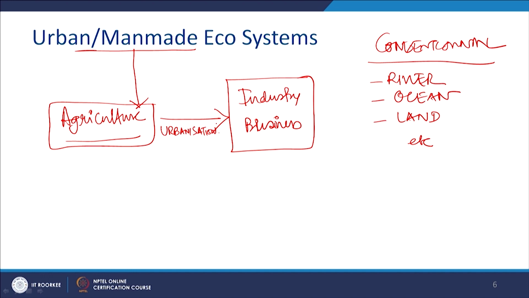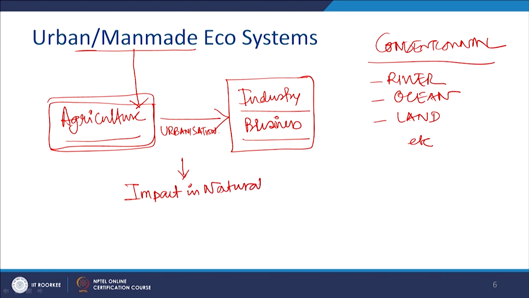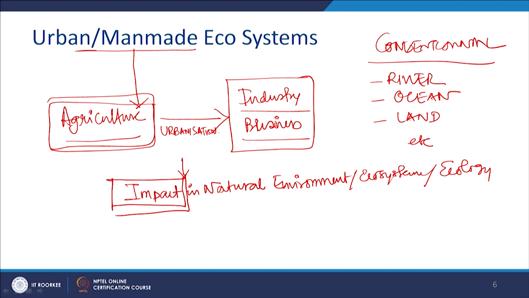The moment we disturb agriculture as a subject and bring in industry and business, the consequence is that there will be some amount of impact on the natural environment, ecosystem and also ecology. This word impact is very important because we are disturbing the natural setting of agriculture and the natural features. Impact is inevitable because industry and business is also inevitable, because of the population increase.